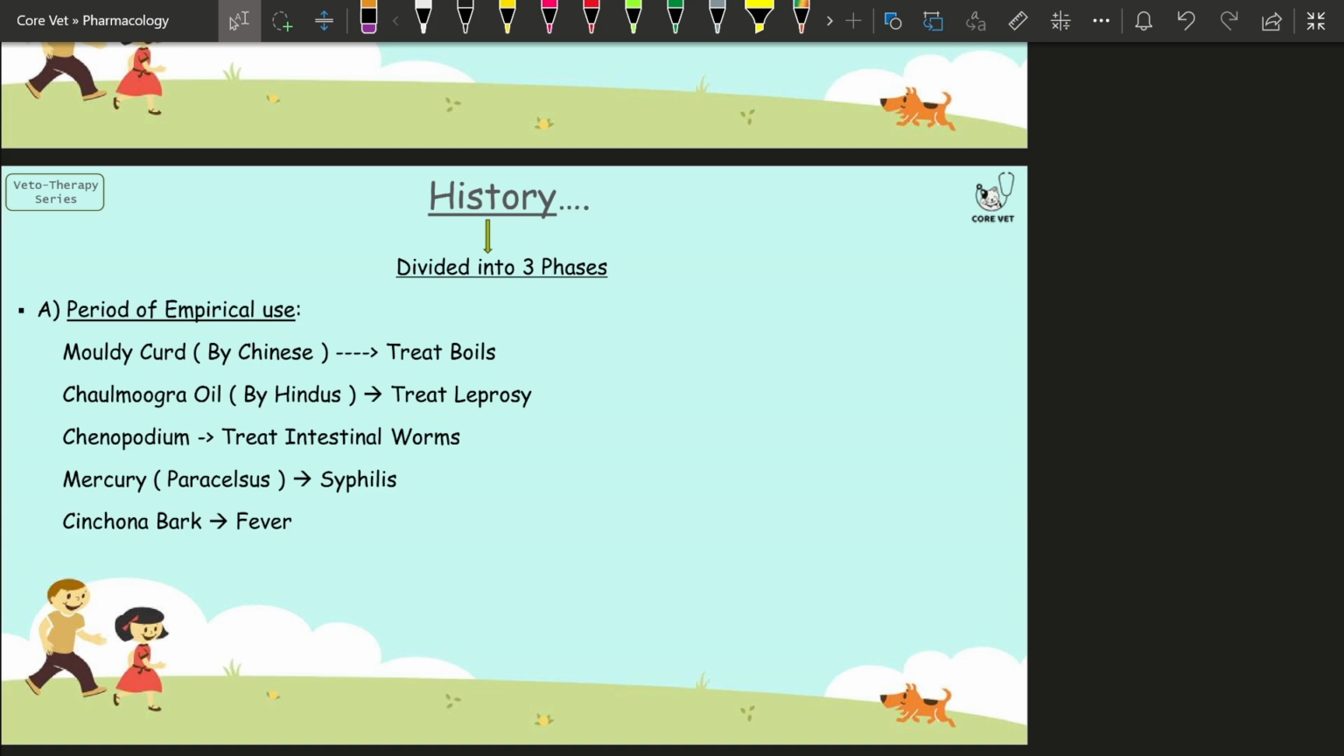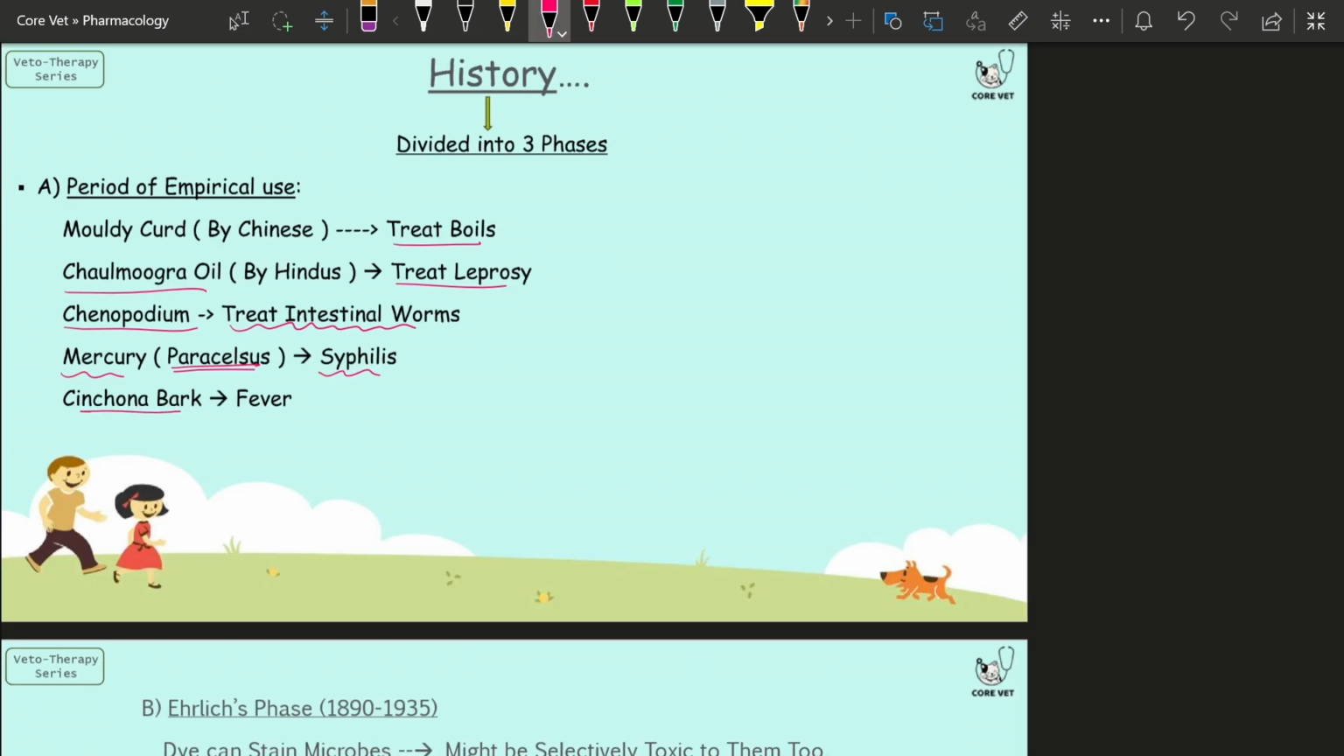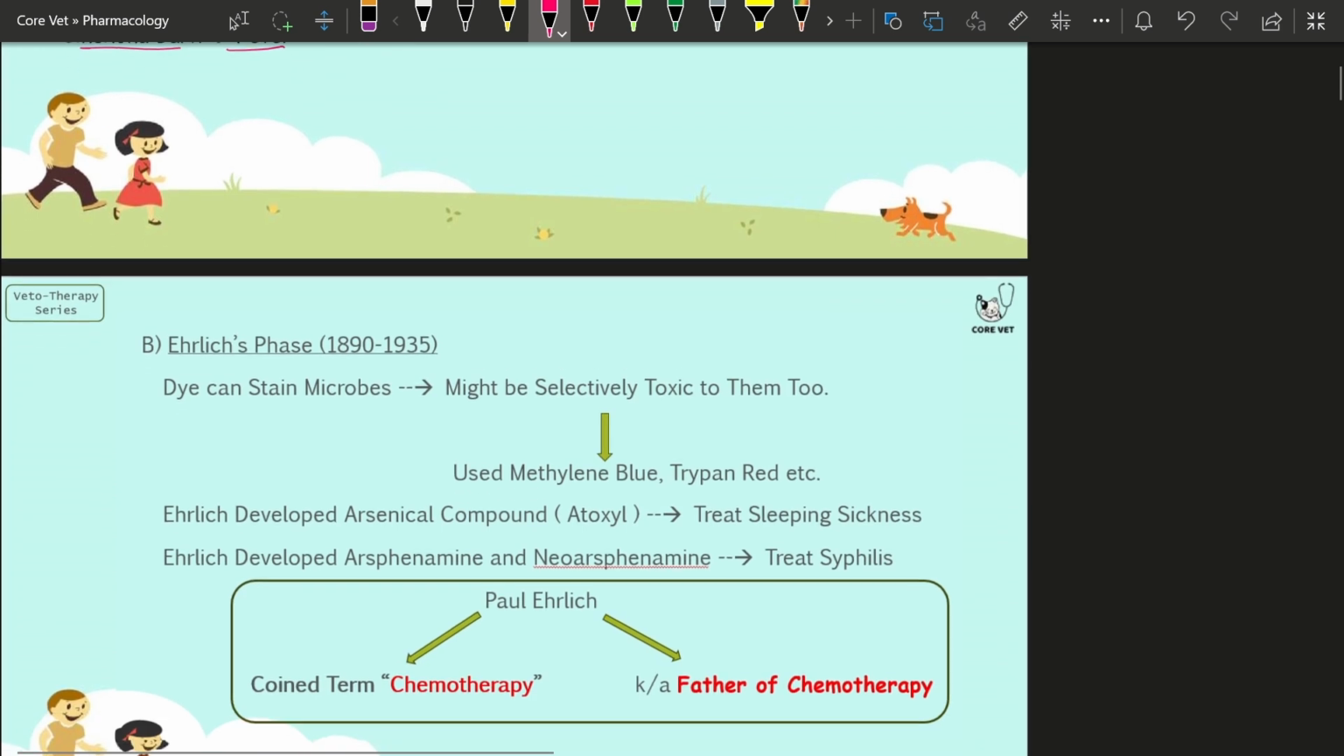So the very first phase is the period of empirical use, based on the experience they had. The Chinese used moldy curd to treat boils. The Hindus used chaulmoogra oil to treat leprosy, and chenopodium to treat intestinal worms. Mercury was used by Paracelsus to treat syphilis, and cinchona bark was used to treat fever. These treatments were all based on empirical use, right?